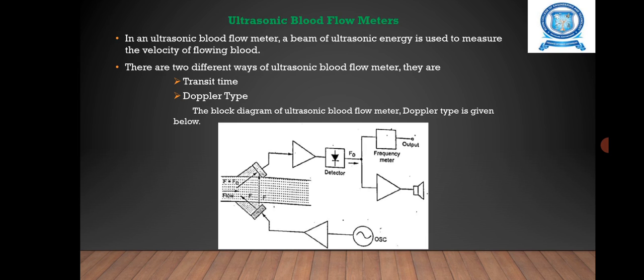Then the next one is the Doppler type. The block diagram of the ultrasonic blood flow meter, Doppler type, is given below. It operates at a frequency of several megahertz and excites a piezoelectric transducer. It is coupled to the wall of an exposed blood vessel and sends an ultrasonic beam with a frequency f. The Doppler component Fd is directly proportional to the velocity of the flowing blood.